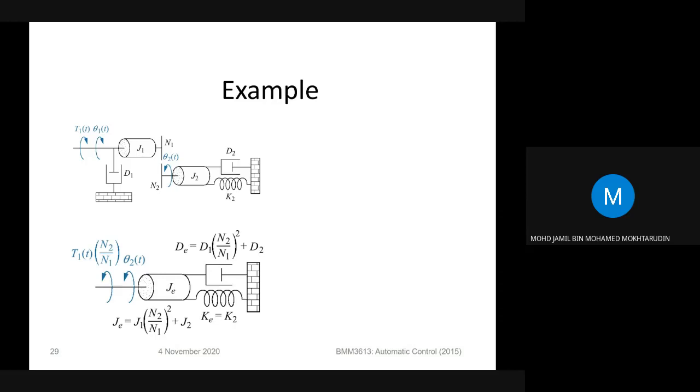And then the other thing is you need to transfer the torque. So to transfer the torque, basically T1 over T2 equals N1 over N2. So you want T2, so T2 equals T1 times N2 over N1. Okay, so you get here.